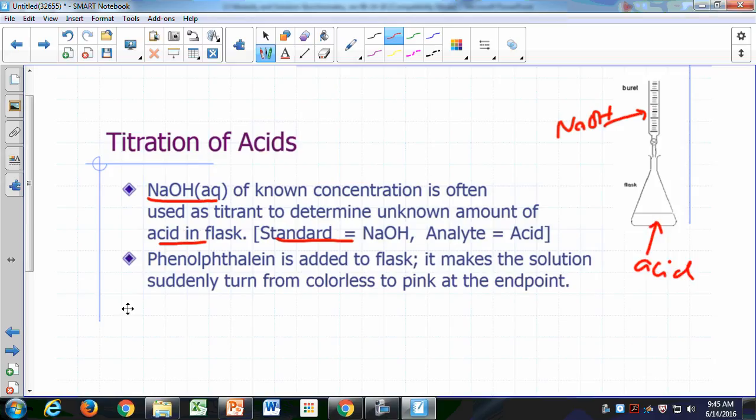And you add something called phenolphthalein, a couple of drops of that, to the acid in the flask. And what will happen is once you reach the endpoint, that phenolphthalein color changes drastically, almost instantaneously. Just one little tiny drop at the endpoint would cause the color of the solution to change from colorless to pink.